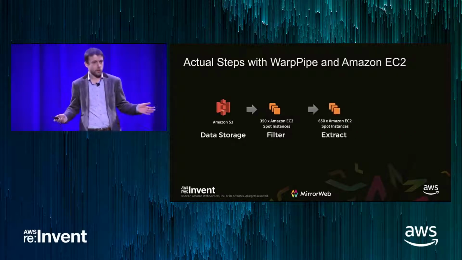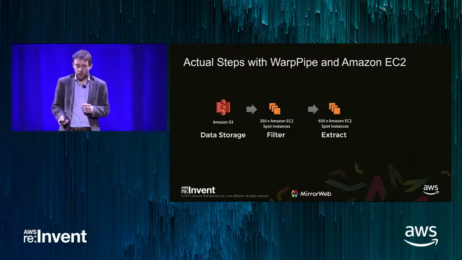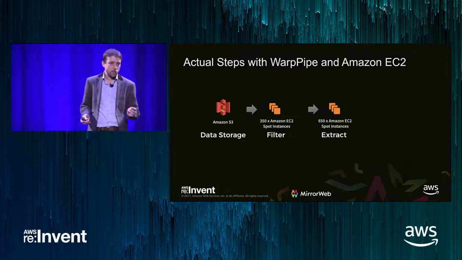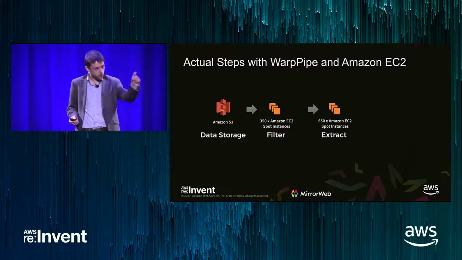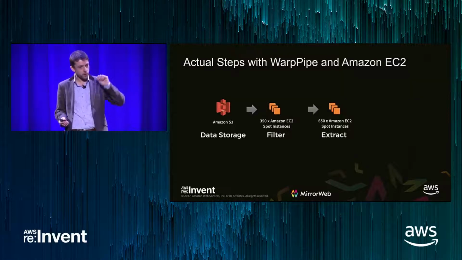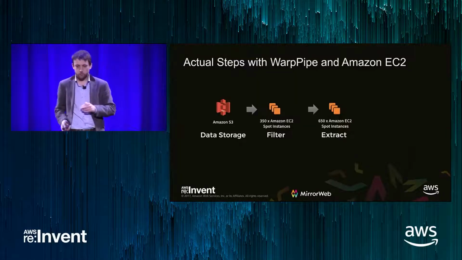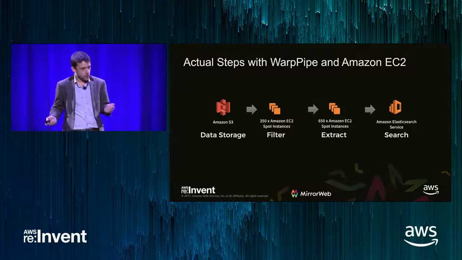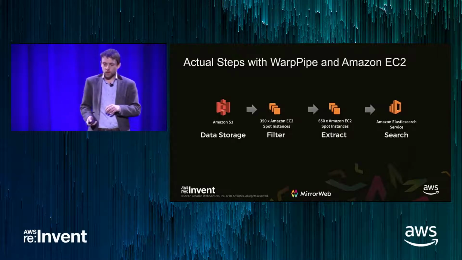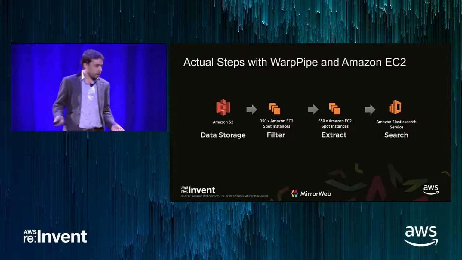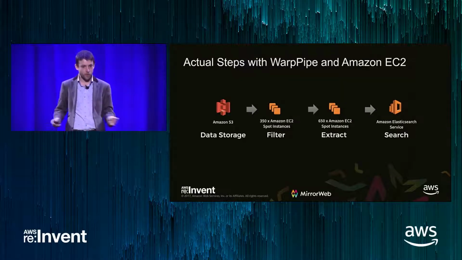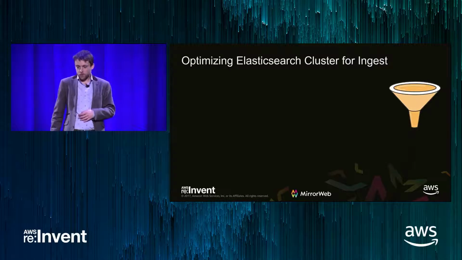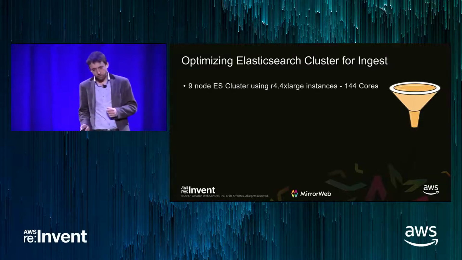Then the next stage, we had 650 Amazon EC2 spot instances that were doing the extract, and they could then take a chunk of the actual WARC data directly from S3 without us having to move the whole file. And then we pushed into Amazon Elasticsearch. Running that many boxes, though, did present some difficulties, and we managed to kill Elasticsearch many times until we got the scale right. So how do we optimize it?